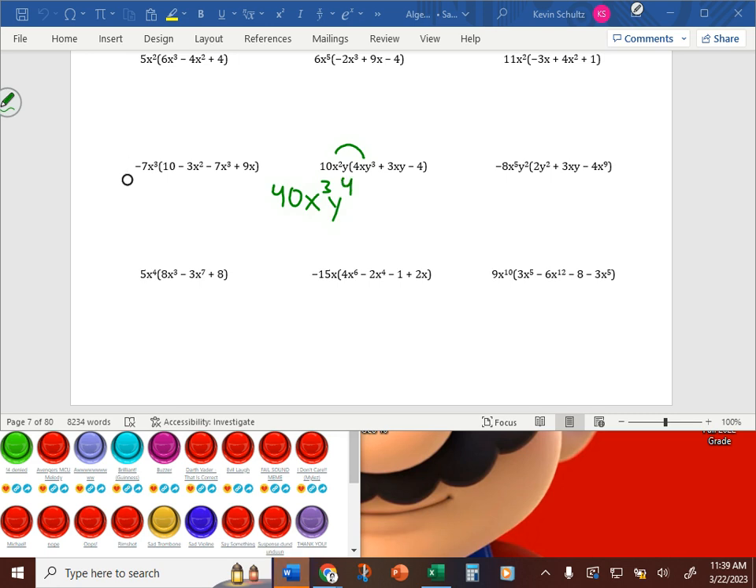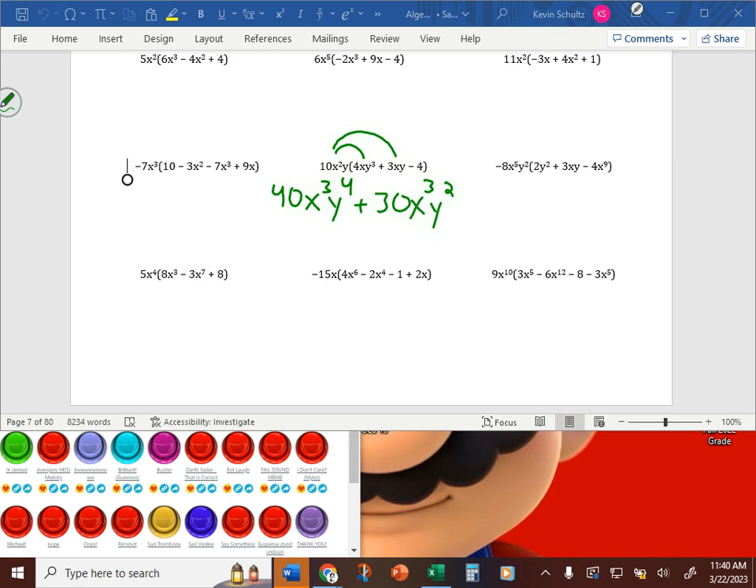Then we take our 10x squared y and we go to our 3xy, multiply there. 10 times 3, our coefficients, gives us 30. X squared times x is once again x cubed. And this time we got y times y, which is y squared.